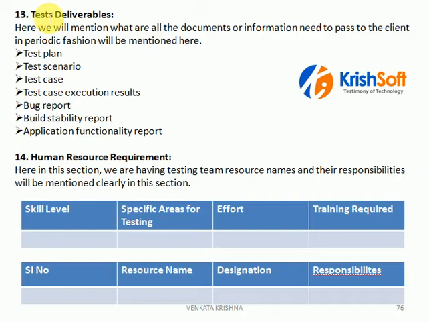Okay, very well. Next, the 14th section, human resource requirement. It means how many resources are required for our project, how many are manual testers, how many are automation testers, what are their skills, whether they need any trainings or not, and what are all their responsibilities.